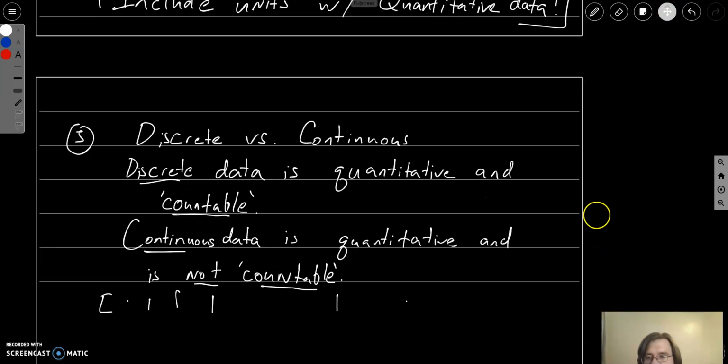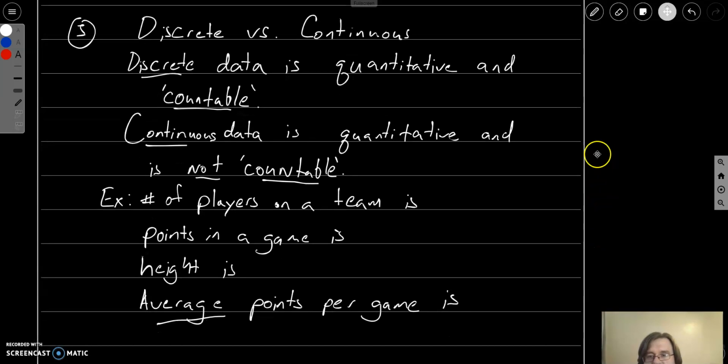The last type of data that we'll look at is discrete versus continuous, which I think is the easiest one to mix up. So please be careful when you're trying this in the homework. Discrete data is quantitative, and continuous data is also quantitative, so they're both corresponding to numbers. But discrete data corresponds to data that essentially we can count. And continuous data is specifically not countable.